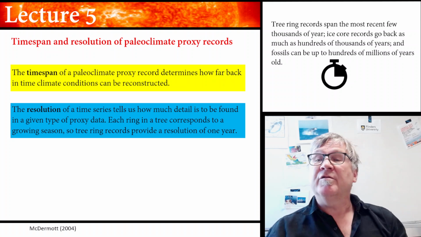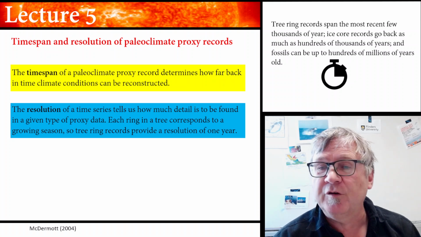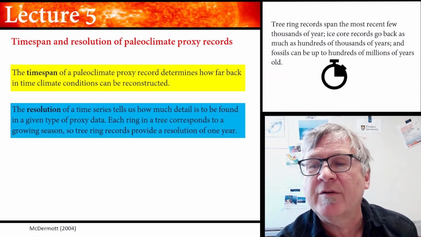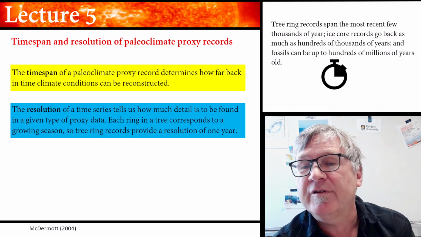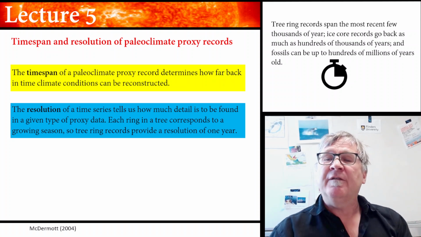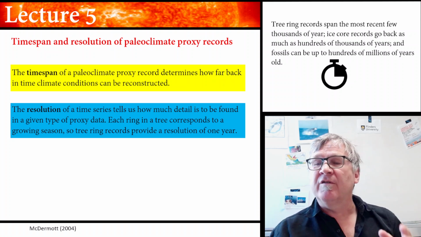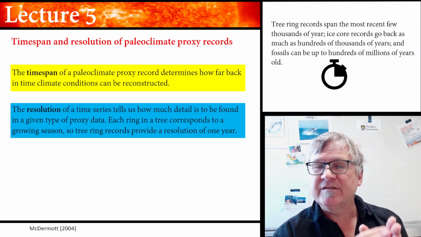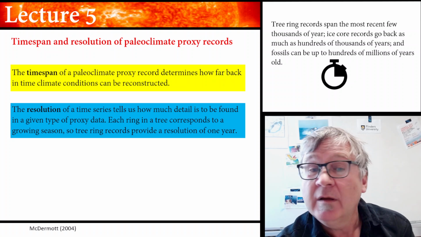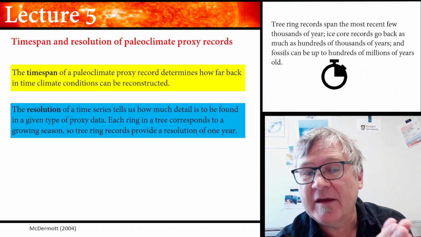Tree ring records span the most recent few thousands of years. Ice core records go back as much as hundreds of thousands of years, and fossils can be up to hundreds of millions of years old. Okay, that's one thing, the time span.